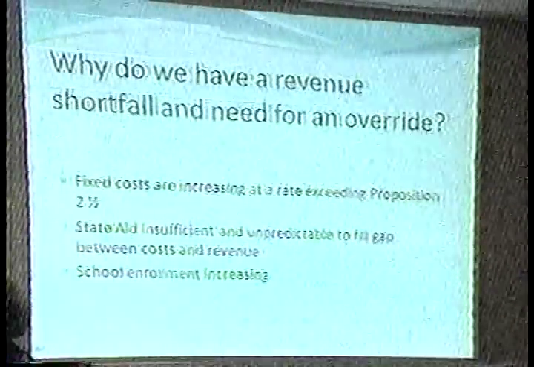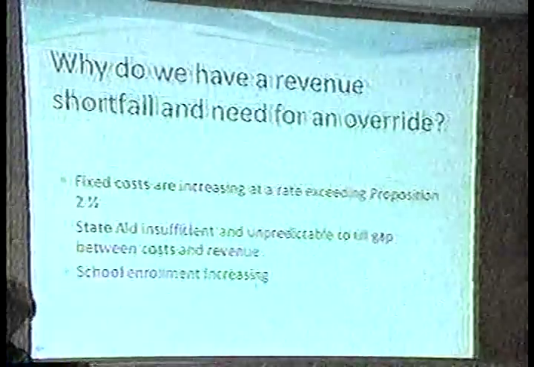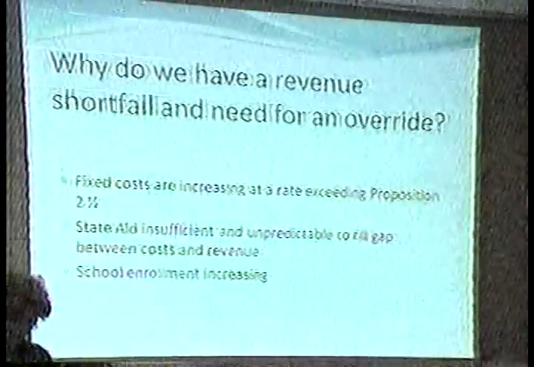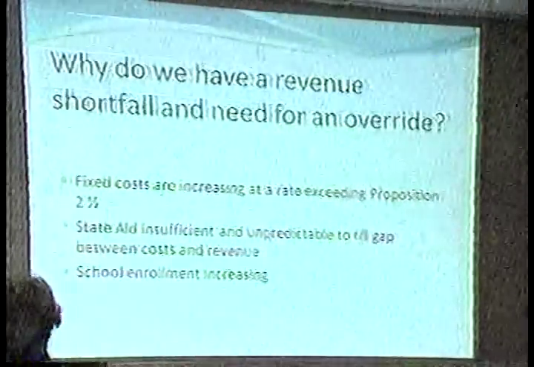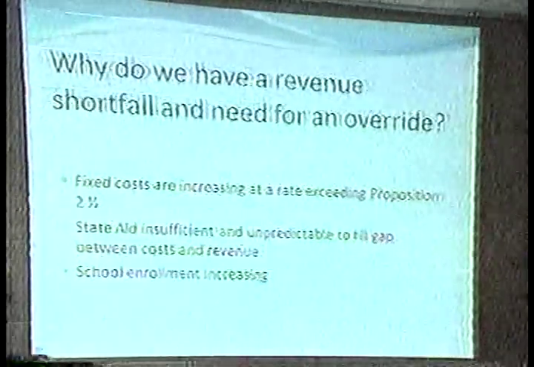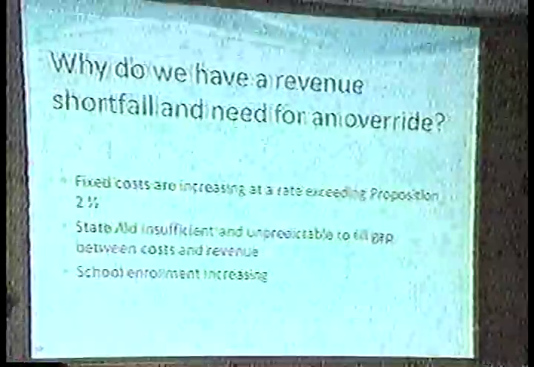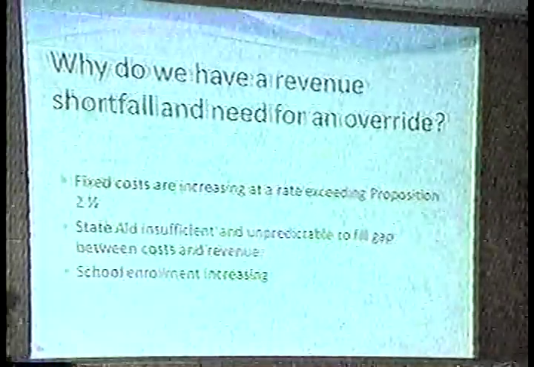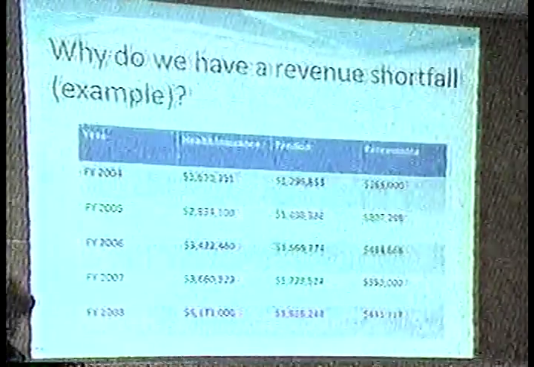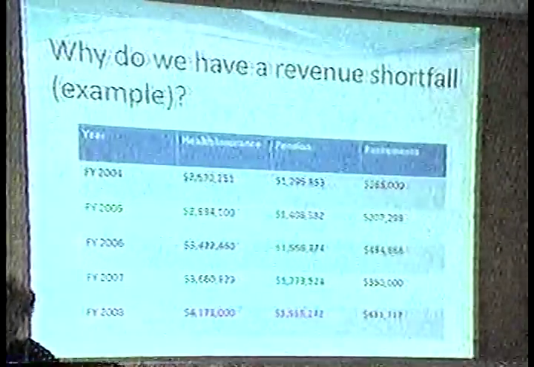So starting, why do we have a revenue shortfall and need for an override? One of the prime drivers is the fixed costs are increasing at a rate exceeding Proposition 2.5. State aid is insufficient and unpredictable to fill the gap between cost and revenue, and our school enrollment is increasing. And this is an example of where the revenue shortfall is coming from.